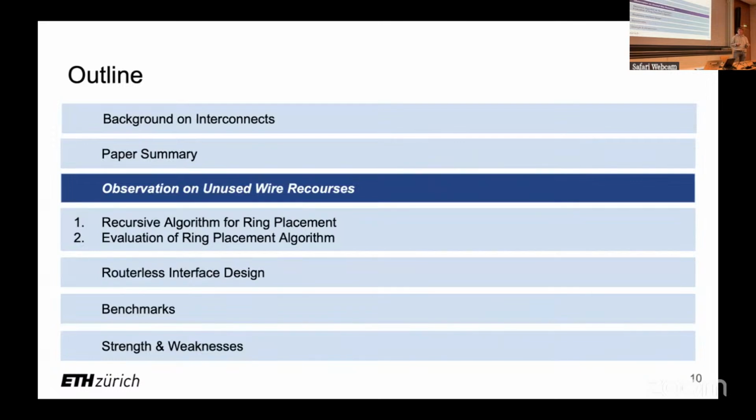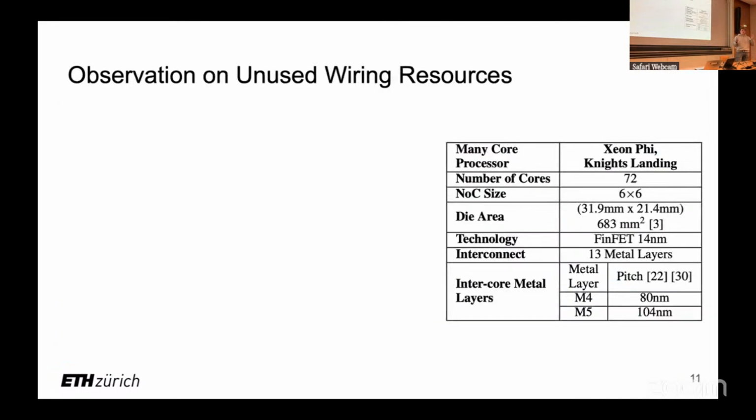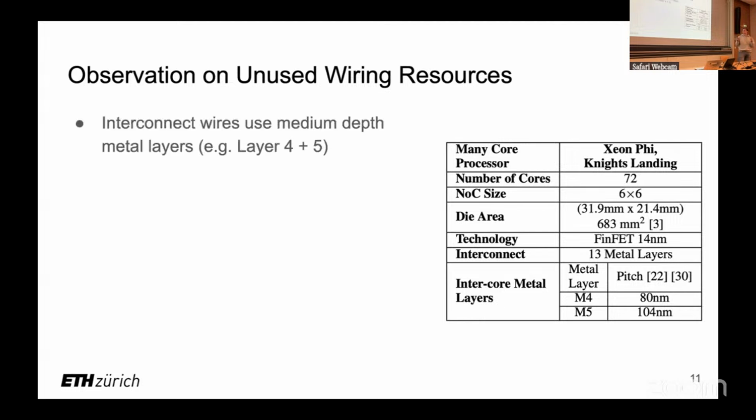But before they do this, the paper makes one observation that even more strongly motivates why you want to use a multi-ring. They look at current manufacturing processes of a processor. Here, the Knights Landing chip, I know it's a bit older now, but what they say is that to connect these cores, these interconnects are usually on a medium depth of the metal layers. You have a bunch of metal layers, in this case 13, and the medium depth ones you usually use for local interconnects. Now they take two of those, metal layer 4 and metal layer 5, and do some back of the envelope calculations.